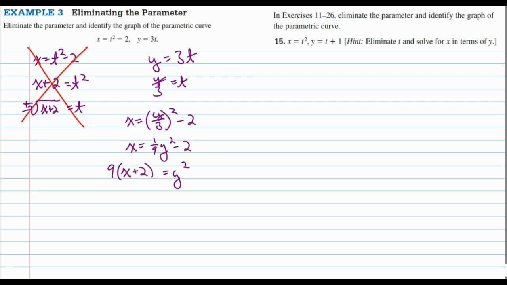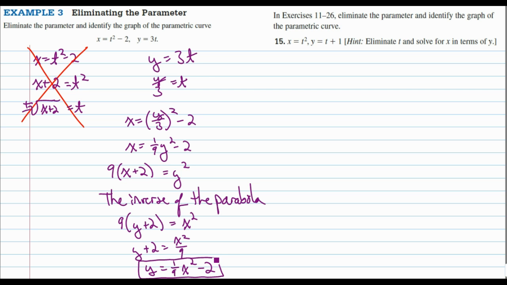So I would solve that expression for y squared, which isn't ideal. We couldn't type that into our calculator. But we can identify this function as the inverse of the parabola and then switch the x and y coordinates. Solving for y then, we have identified this parametric curve as an inverse of another function, the parabola y equals 1/9 x squared minus 2.